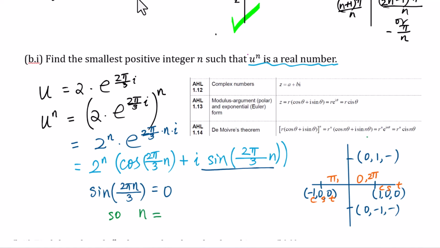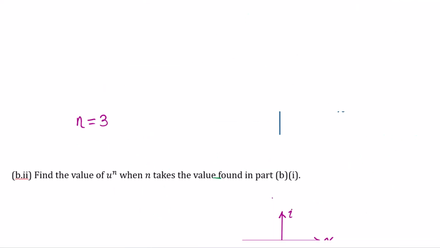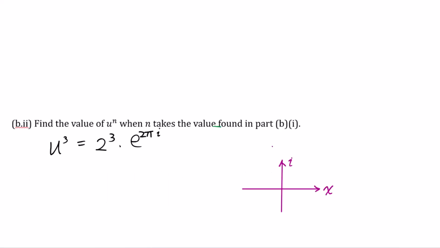So n equals 3 because sine 2 pi equals 0. B2. Find the value of u sub n when n takes the value found in part B1. u to the third power equals 2 to the third power times e to the power of 2 pi i. 2 pi is here. So e to the power of 2 pi i equals 1. So we get 8.